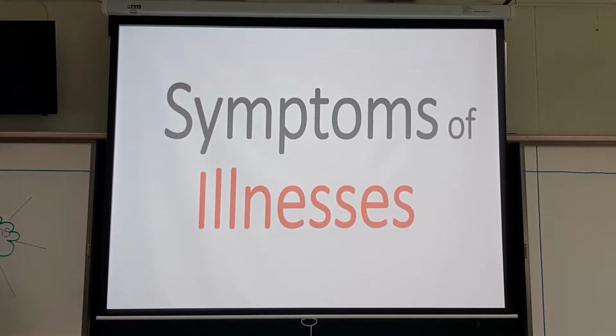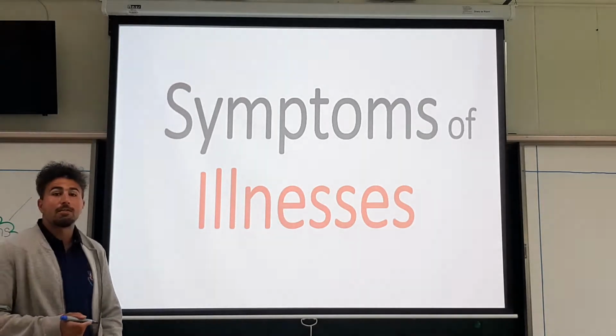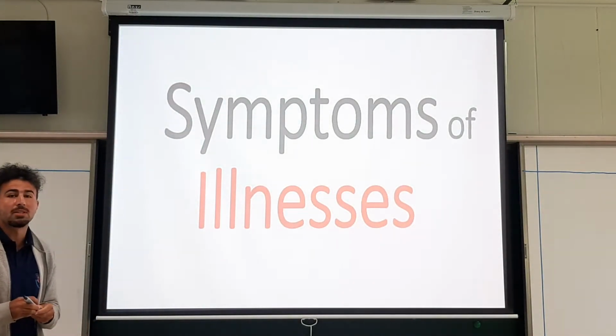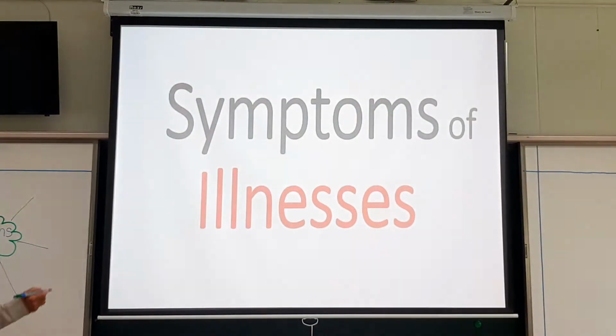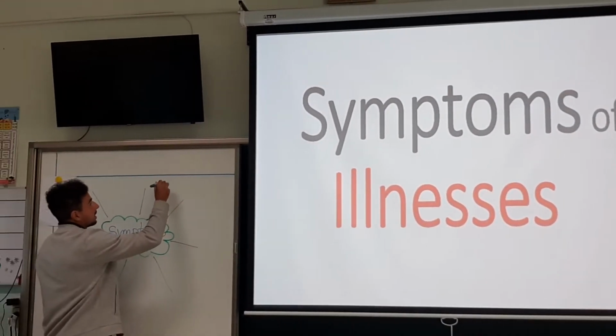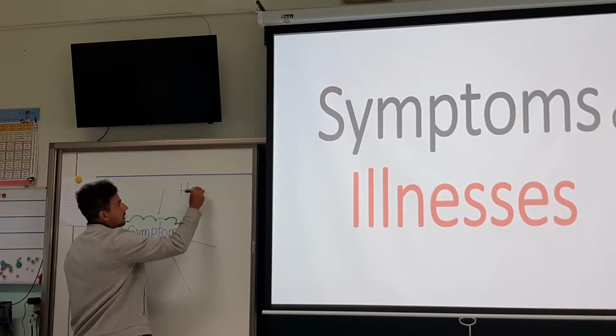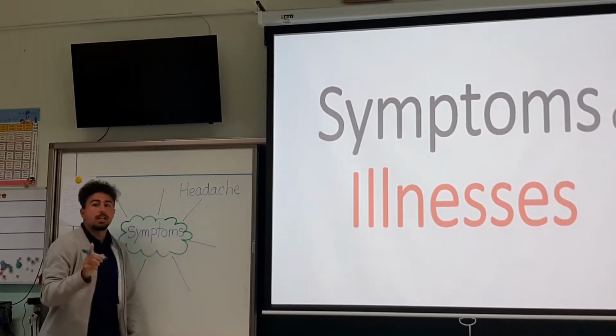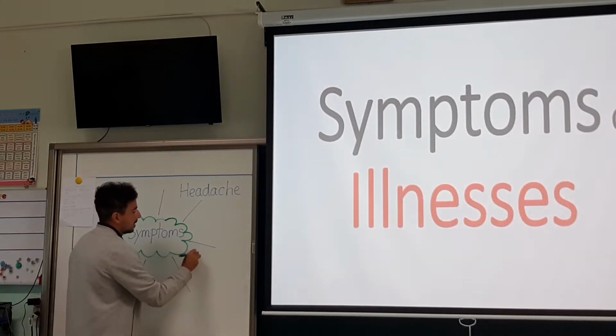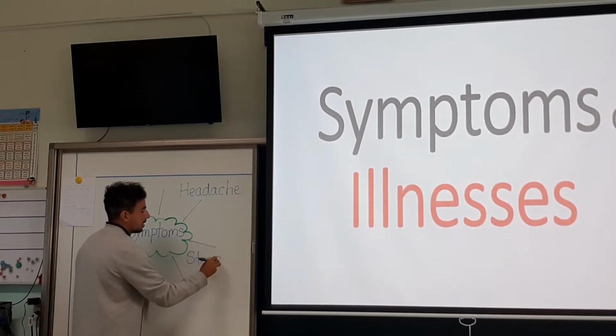Okay, so what kind of things did we see in the video? We saw different types of sickness. And what words did we have? We could write down headache. Headache could be one. Headache. We could have had another one is stomach ache. Stomach ache.